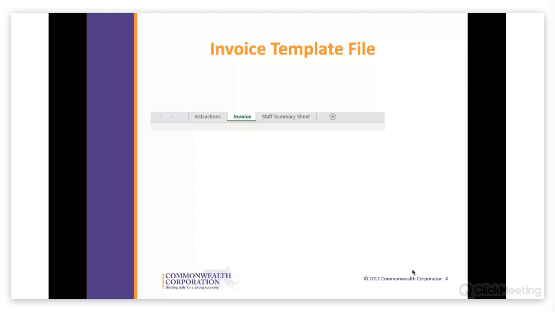Each grantee's custom invoice template is in the form of an Excel workbook. This will have 3 tabs, like shown on the screen. Tab 1 are the instructions, Tab 2 is the invoice tab, and Tab 3 is the staff summary sheet. This is required documentation for staff salaries. We're going to review each of these in this presentation.